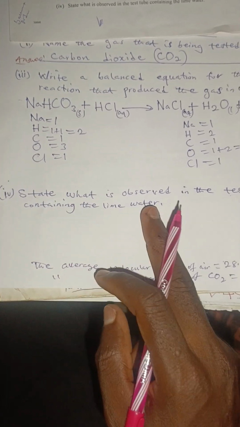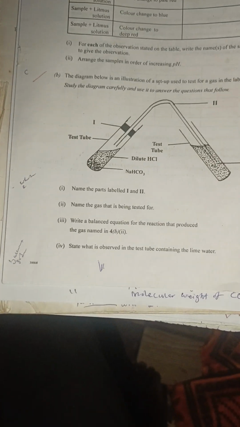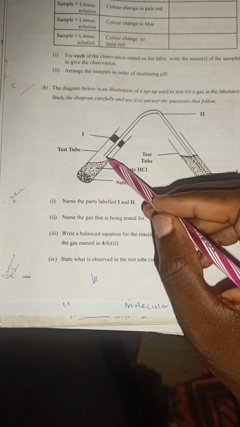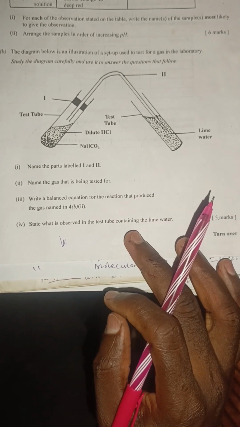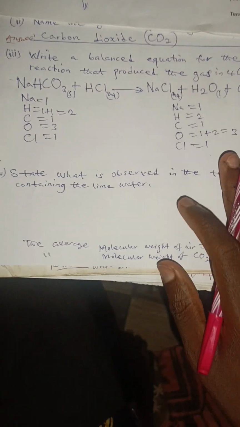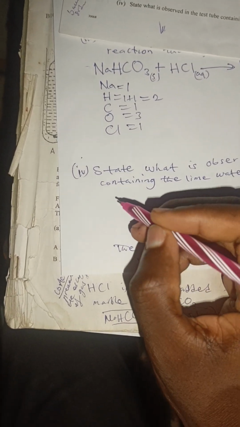Now from there, the next question asks us to state what is observed in the test tube containing the lime water. So from the question, the gas has to evolve from the reactant, pass through the delivery tube, then move to this test tube where you have the lime water. So they are asking us to state what is observed in the test tube containing the lime water. What will be observed here? They are just asking us for the test of carbon dioxide. If this gas is bubbled here, the answer will be it turns the lime water milky.